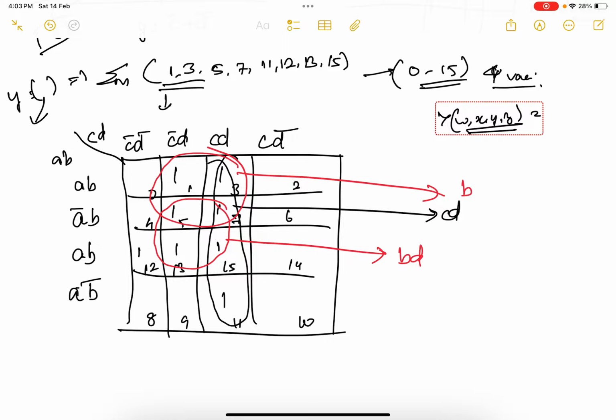term will be, here the common term is B, but here also the common term is 0 0, sorry. Okay, the common term is A bar, and here the common term is D. So for this, your final answer will be A bar D plus CD plus BD. Got it? So this is the way how we will find your minimization using 4 variable K-map.